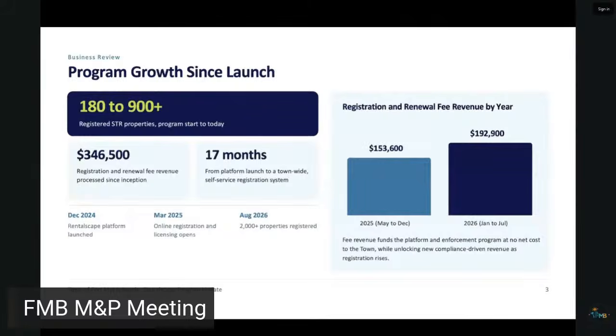Over the past 17 months, through our identification and monitoring platform and our registration system, we have been able to successfully register over 900 properties for the town. That has generated $346,000 in revenue from those registrations. So you can see a breakdown from 2025. It was generating $153,000, and then in 2026, so far year to date, has been around $192,000.